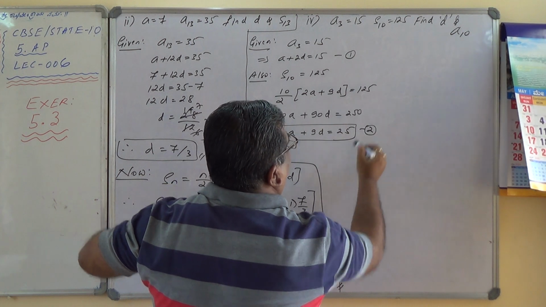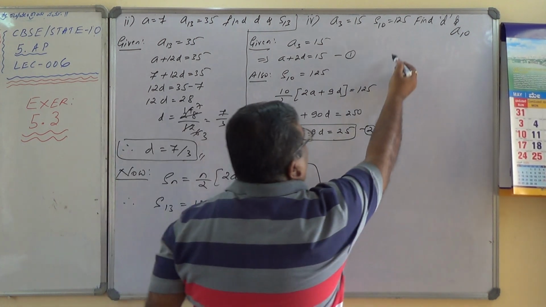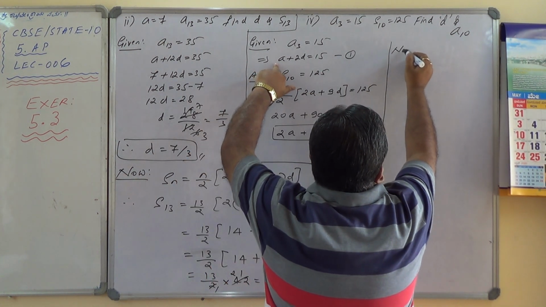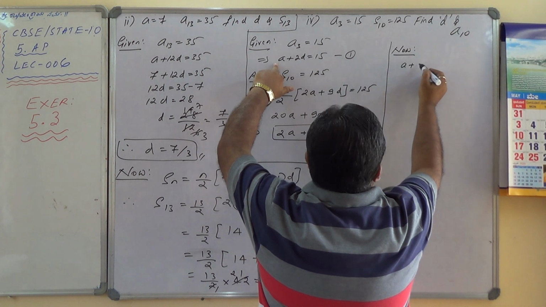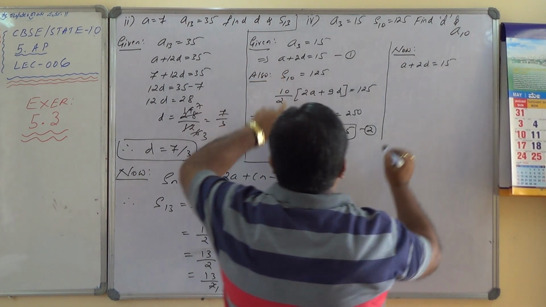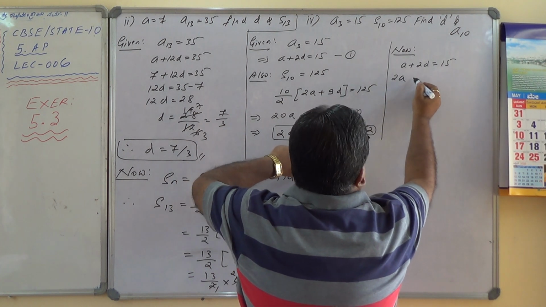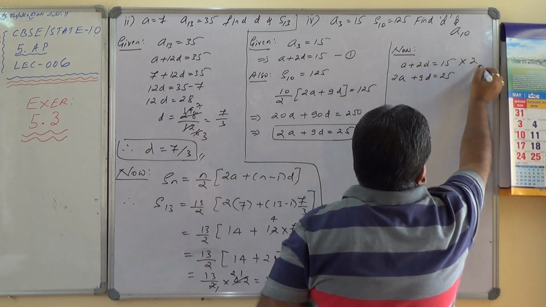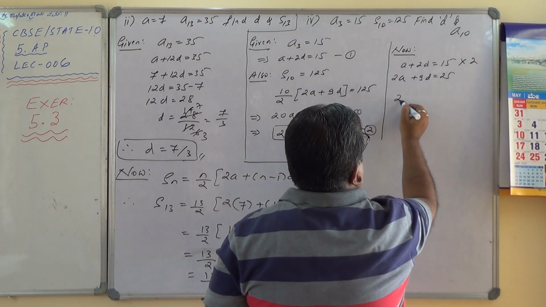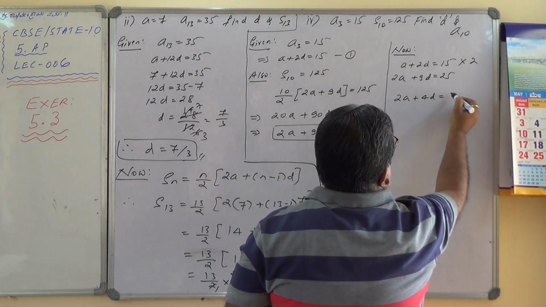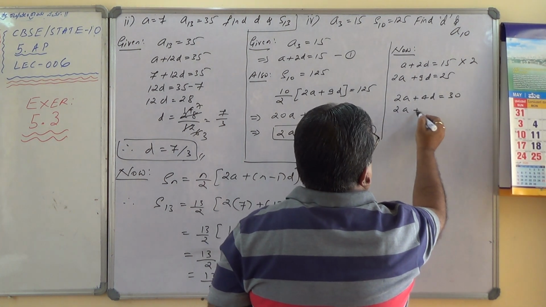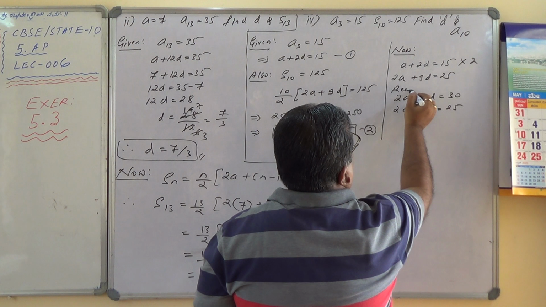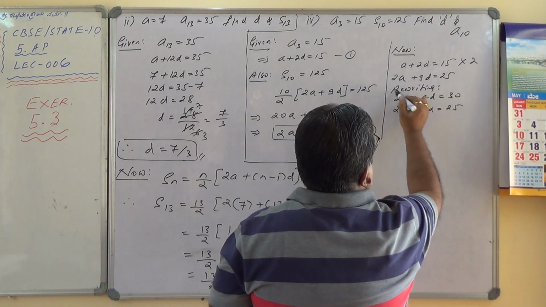So I have got two equations and two unknowns. Let us solve these two equations by the simultaneous equation method, or a pair of linear equations. Now the equations are A plus 2D equals 15 and 2A plus 9D equals 25. Multiply the first by 2, rewriting the equations: 2 into 2, 2A plus 4D equals 30, and here it is 2A plus 9D equals 25. Is it right?